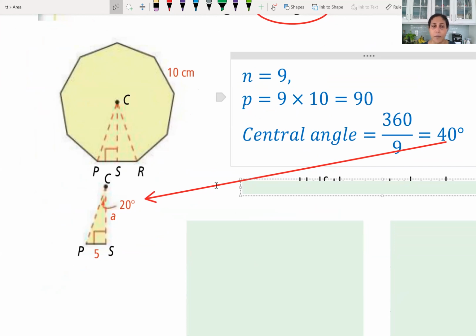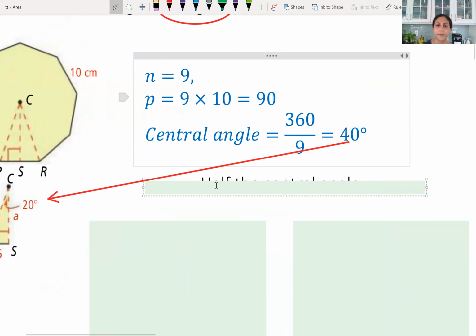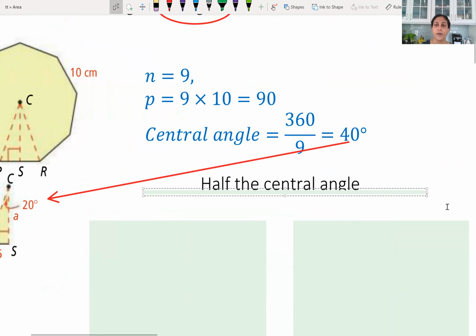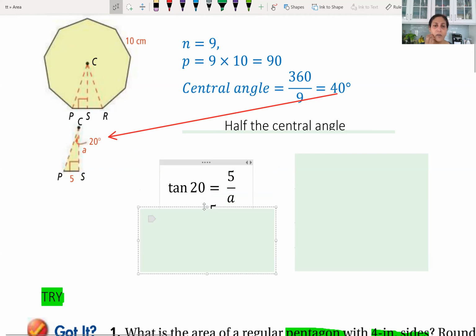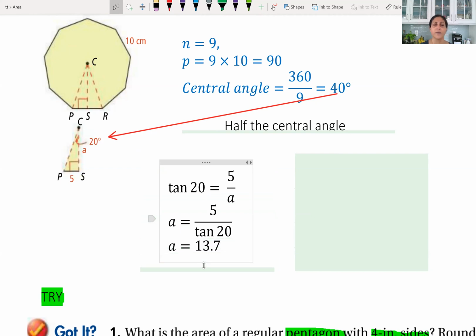And we're going to use the apothem. We're going to use this half of PR, which is PS, which we are going to call a side, and CP is the radius of the polygon. So now remember that you're going to use only half of the central angle in all of these calculations. So we first try to find the apothem, and to find the apothem in this triangle, it's opposite over adjacent. So tan 20 is 5 over A, and A is 5 over tan 20, and it's 13.7.